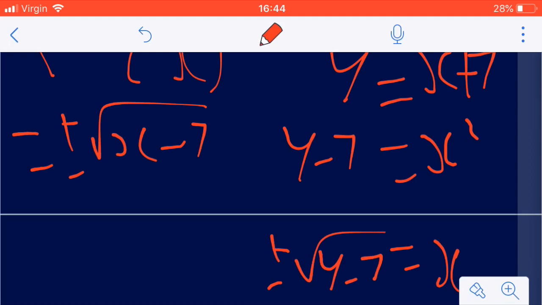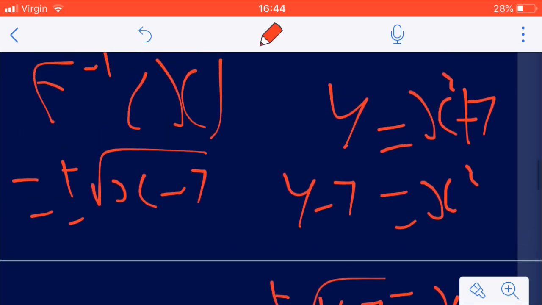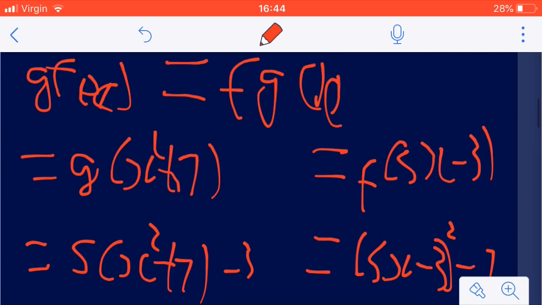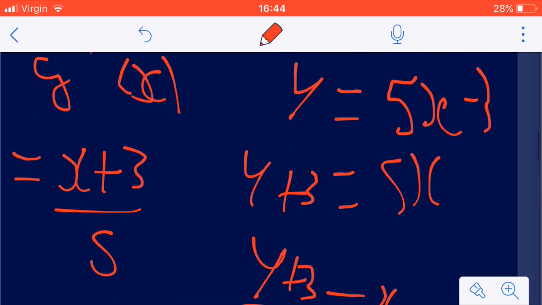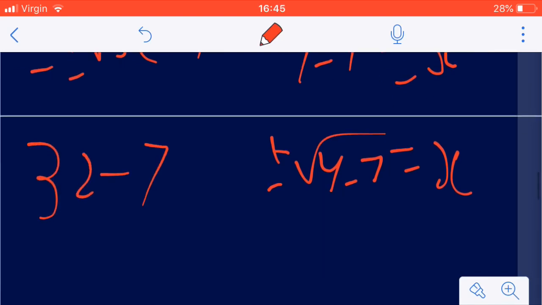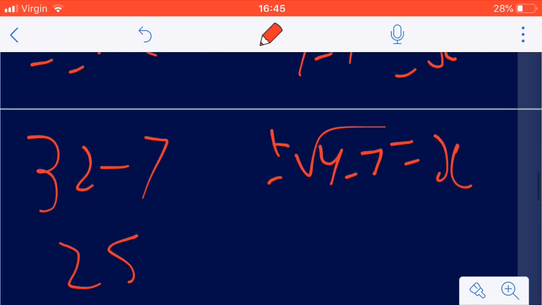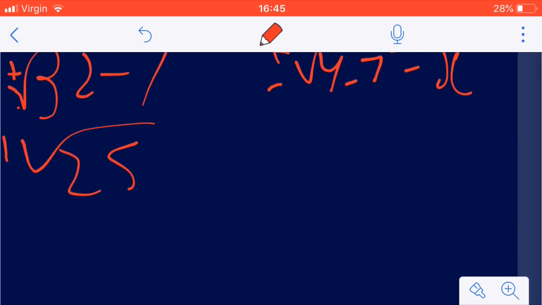And let's just check that one's right. So if we remember right at the start, one of the first things we did was figuring out that if f of x equals 32, then x is plus or minus 5. So let's check that it works. 32 minus 7 equals 25. This is the plus or minus, positive or negative square root of that, which means it's plus or minus 5, which is what we had.